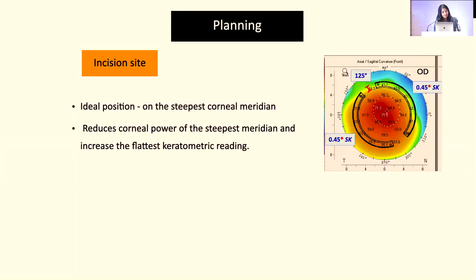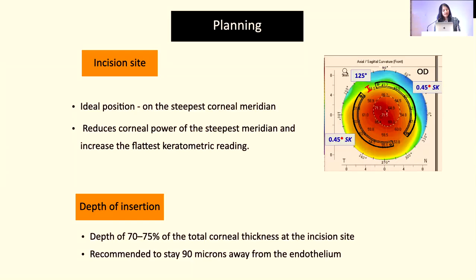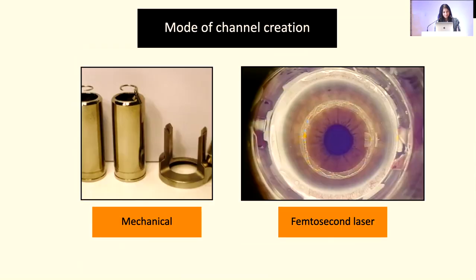While planning, the ideal position of the incision is on the steepest corneal meridian, and it reduces the corneal power of the steepest meridian to cause an increase in the flat keratometric reading. The depth of insertion is usually 70 to 75% of the total corneal thickness at the incision site, which is at the 6 mm zone. It is usually recommended to stay at least 90 microns away from the endothelium to avoid any damage. The channels can be created either mechanically or by femtosecond laser.